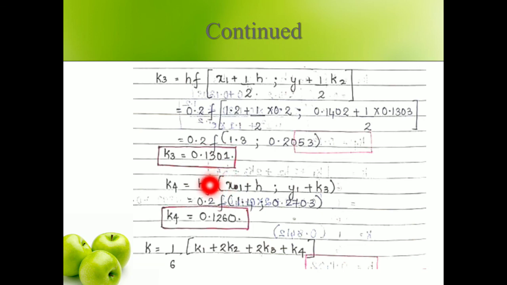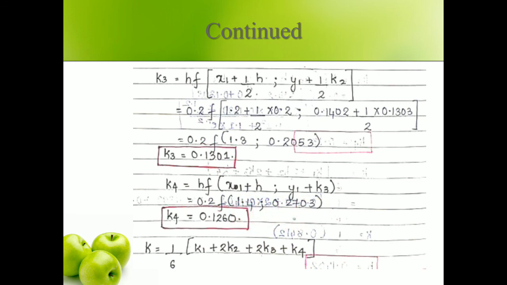Then k4 is equal to h of f x1 plus h, y1 plus k3. So 0.2 into f of 1.4 and 0.2703. Substituting x as 1.4 and y as 0.2703, then multiplied into 0.2, we get k4 equal to 0.1260.